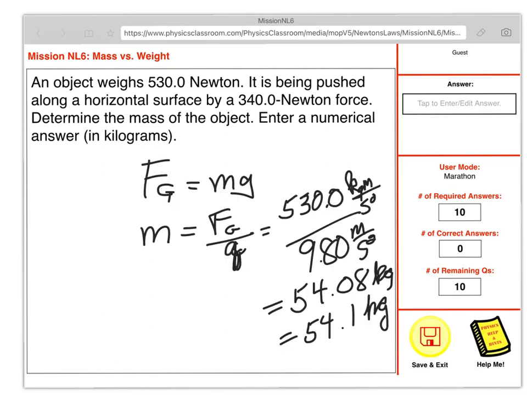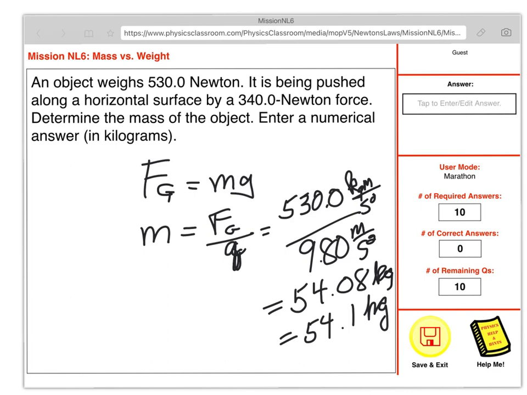Okay, here's the calculation. Notice this has nothing to do with it. The mass is just determined by the weight. And so notice the format I use. I write the equation. I solve it symbolically for the mass. I put the numbers in with the units. The meters per second squared cancel, leaving me units of kilograms.